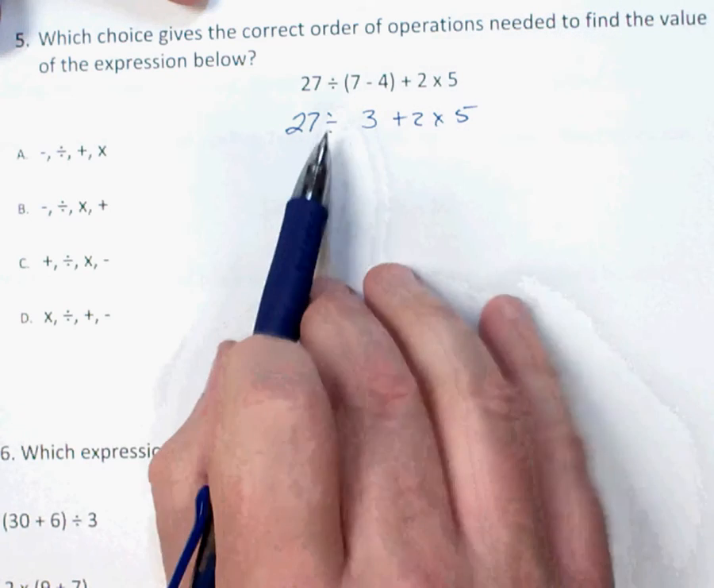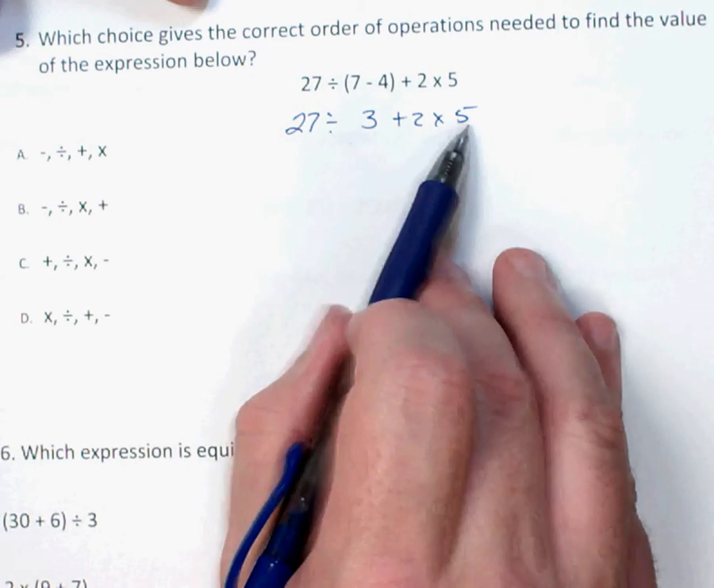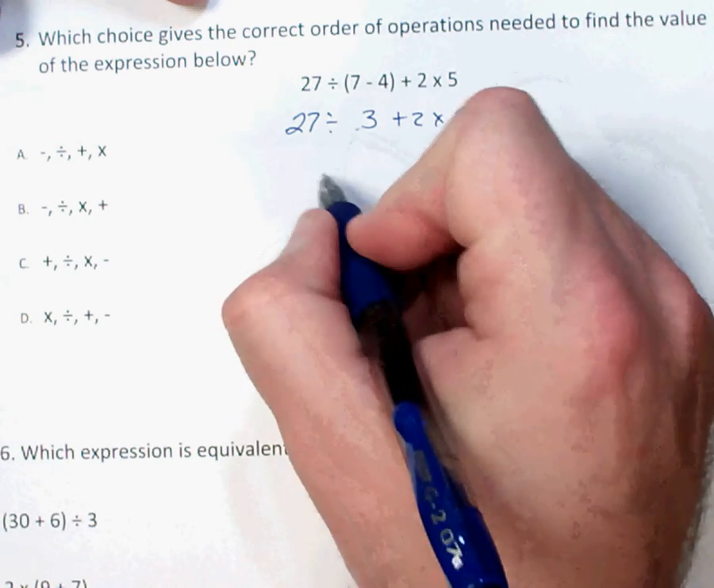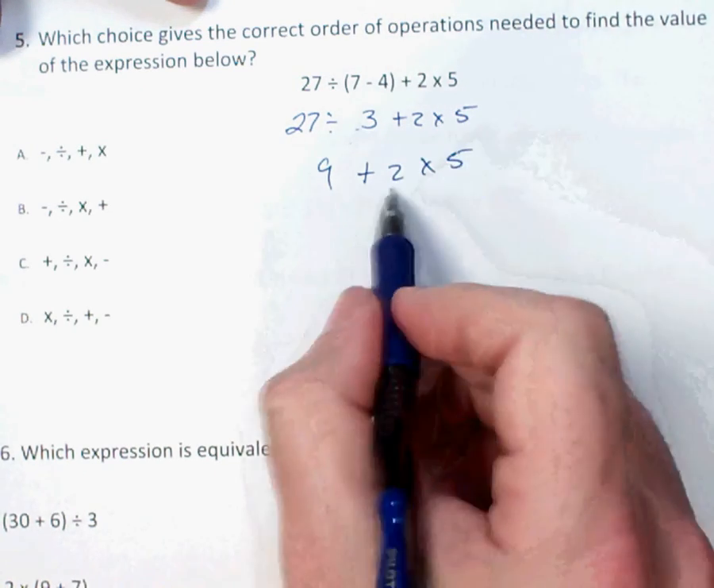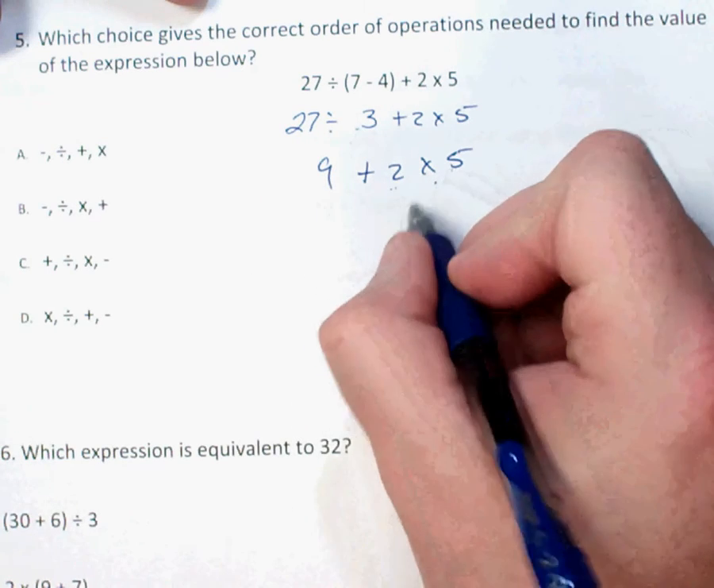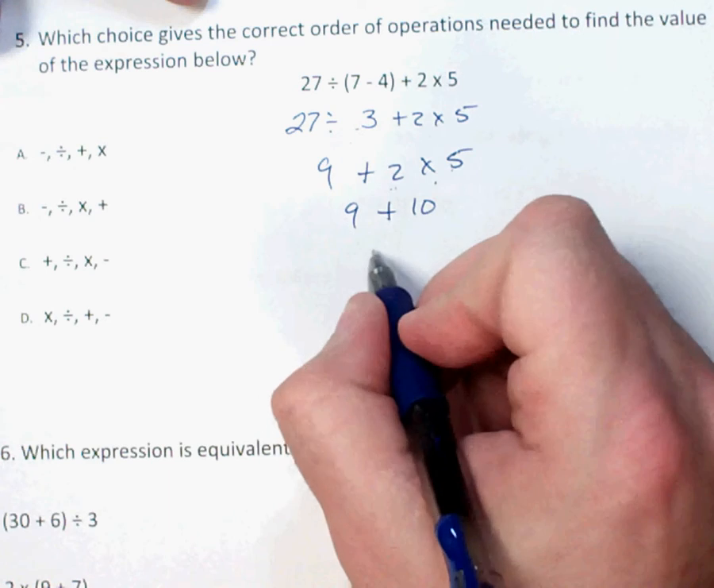I've given a choice between a division and a multiplication. So remember, I'm going to work left to right. So I'm going to divide first. 27 divided by 3 is 9. Then I'm going to rewrite. Multiply. 2 times 5 is 10. Rewrite. And then finally 9 plus 10 is 19.